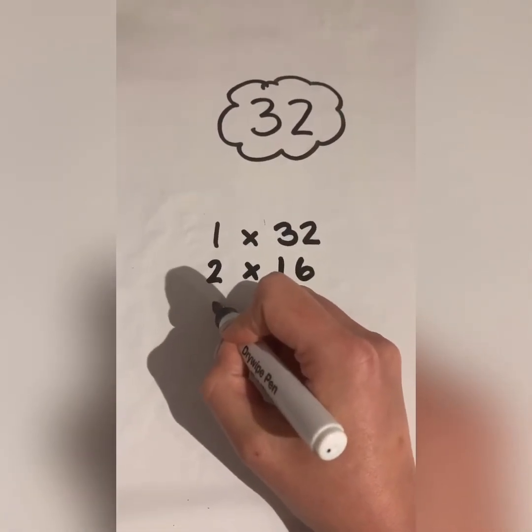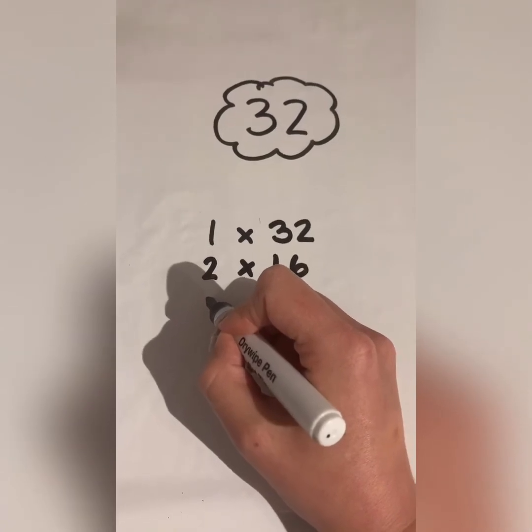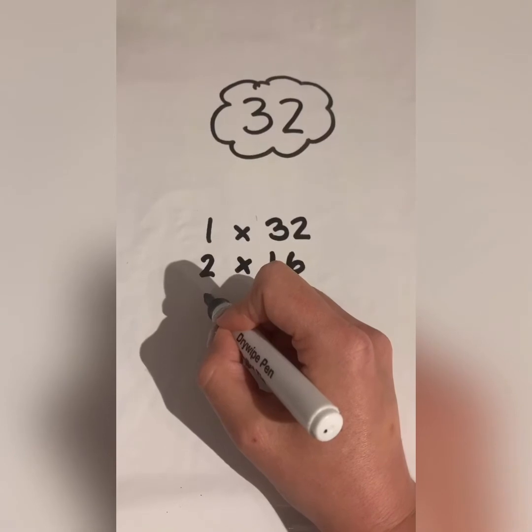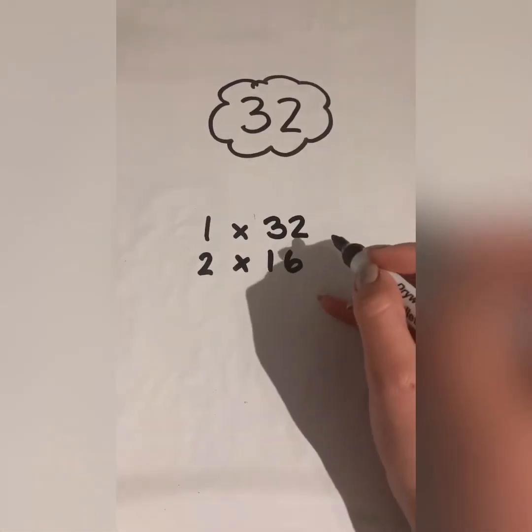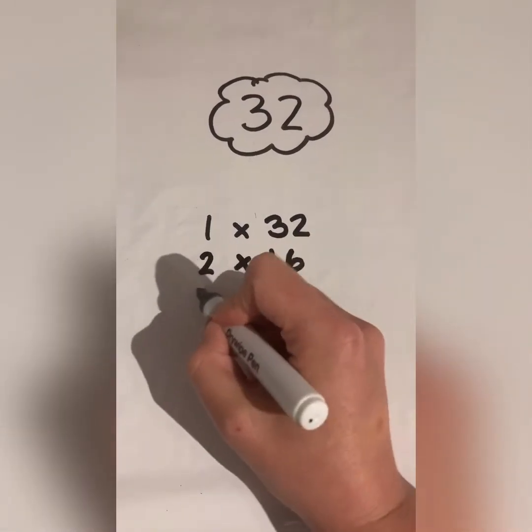Now the next one I would think about is the 3 times table. Now I know that 3 times 10 is 30. So 3 times 11 would be 33. So that is going past my target number. So I cannot use anything in the 3 times table, it would not match.